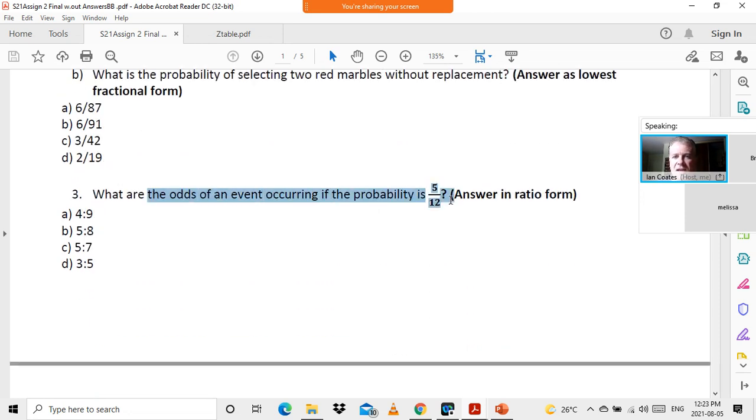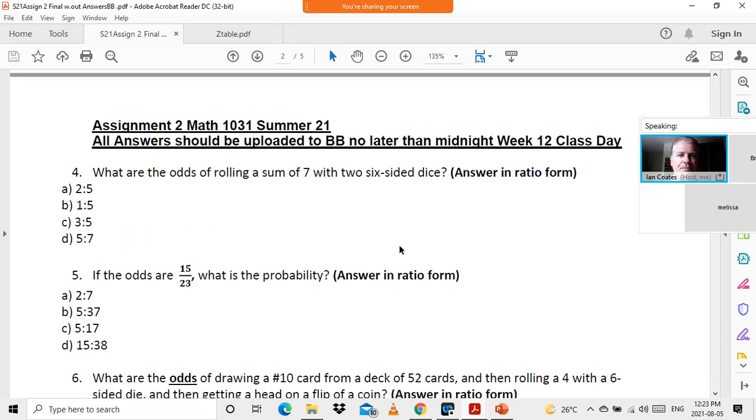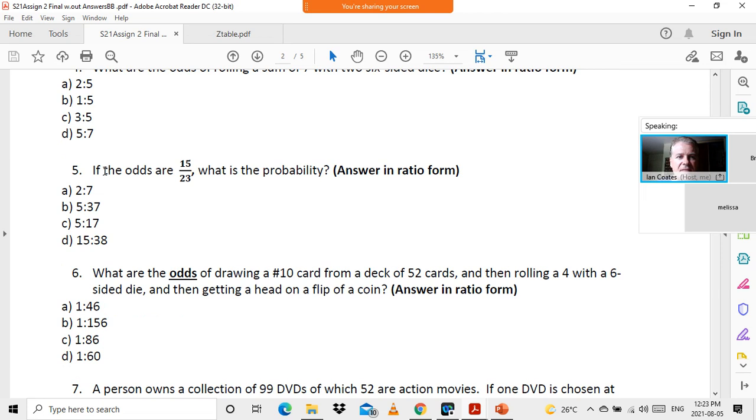Question 3 has nothing to do with marbles. This is a whole different question. It has nothing to do with marbles or cards or anything. It's just what are the odds of an event occurring if the probability is 5 over 12. There is a relationship between odds and probability. Find it. Okay, and please answer in ratio form. What are the odds of rolling a sum of 7 with 2 6-sided dice? Good question. If the odds are 15 over 20, what is the probability?